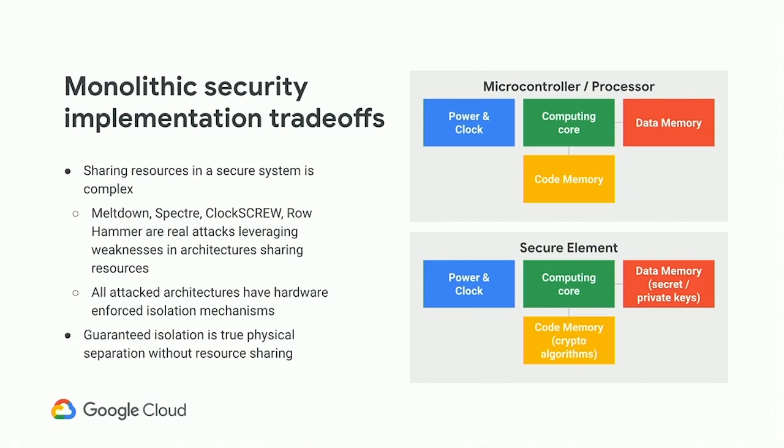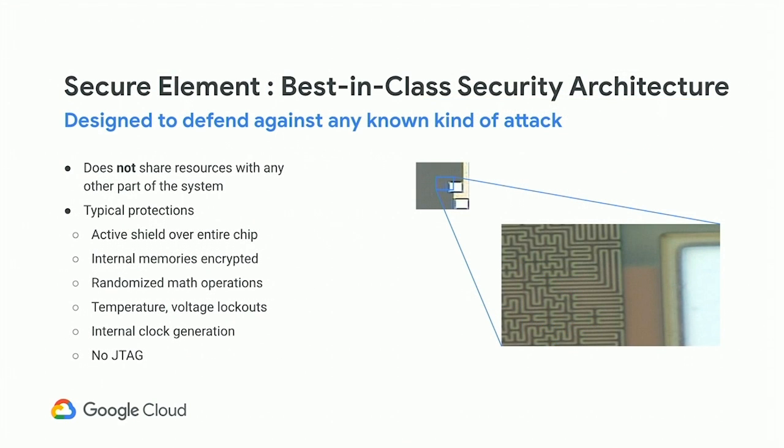They have a dedicated computing core for handling cryptographic functions. They have dedicated memories for storing the keys and the secrets, and they have dedicated power and clock sources that you cannot manipulate from the outside. So that's why we basically suggest that for best-in-class security implementations, you should be using a product that is specifically designed with security in mind, right?